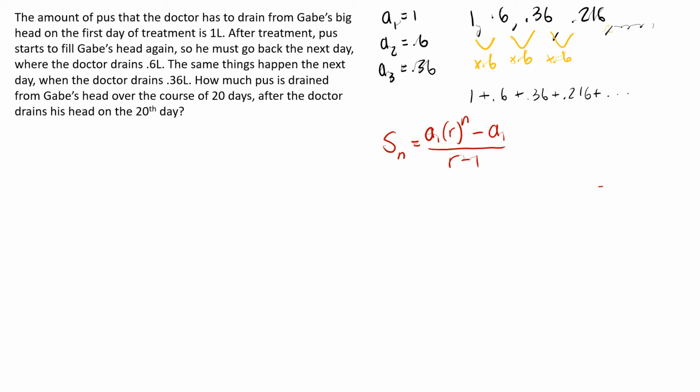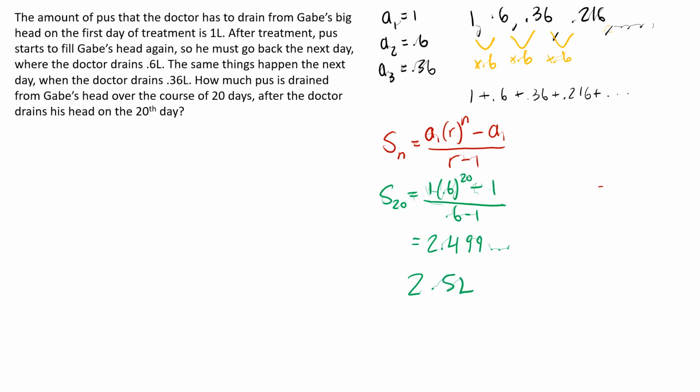So for this problem, I just want to know the first 20. So the sum of the first 20 terms, n is 20. First term is 1 times 0.6 to the 20th power minus 1, divided by 0.6 minus 1. And when we do this math, it's going to be 2.499 dot dot dot. It's approximately 2.49, so we can just say it's 2.5 liters.